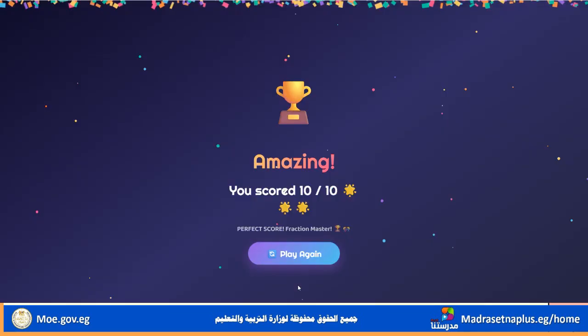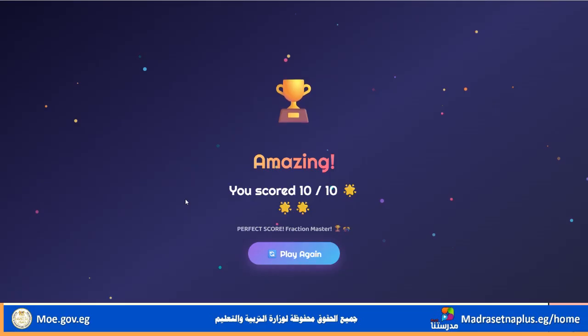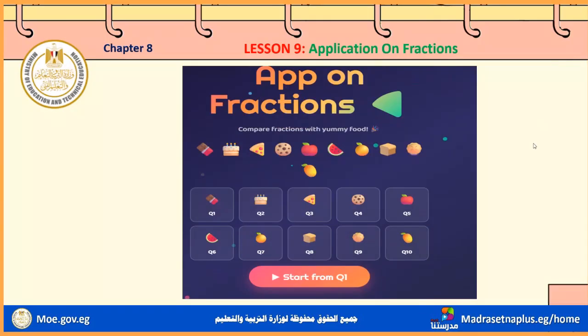Okay, let's see the result. Oh, amazing. Our score is 10 of 10. It's enough. I don't like to play again because I am full of fruit. This is the last of chapter 8, applications on fractions. You can use fractions in your life when using fruits, vegetables, anything around you. You can divide into parts. Each part represents a fraction.